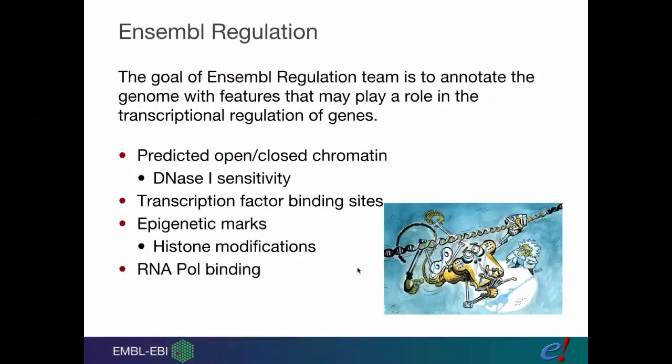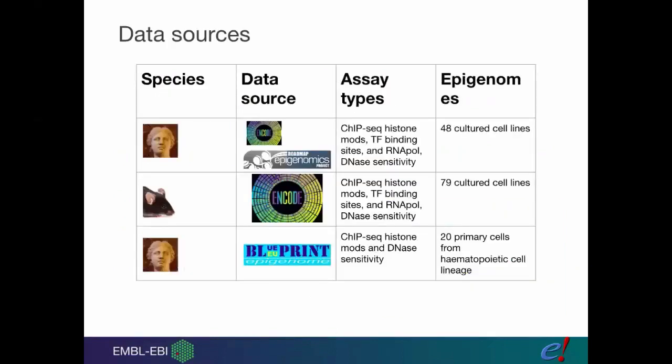So Ensembl Regulation is working with all these different kinds of data. The aim is to annotate the genome with features that may play a role in the transcriptional regulation of genes. So we look at predicted open and closed chromatin, we look at transcription factor binding, we look at epigenetic marks such as the histone modifications, and we also look at RNA polymerase binding as well, which is obviously involved in transcription. And we have data from a number of sources. So we have data for human from ENCODE, from Roadmap Epigenomics, and Blueprint, and we have data from ENCODE for mouse as well.